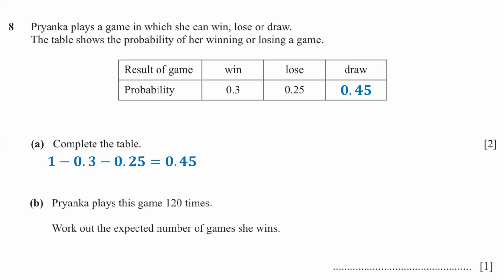Since the probability of winning a single game is 0.3, we multiply this probability by the total number of games. So, we calculate 0.3 times 120, which equals 36. Therefore, the expected number of games Priyanka wins is 36.